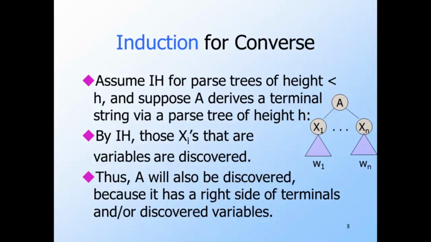The parse tree for A of height h, which must be, of course, equal to or greater than 2, has children of the root labeled x1 through xn. Any one of these xi's that is a variable is the root of a subtree of height at most h-1, and therefore it is discovered. Moreover, one of these variables is discovered last. At the round where the last of the variables xi is discovered, we must surely do another round since the set of discovered variables just changed. On the next round, A will be discovered because it has a production, that is, A goes to x1 through xn, whose body consists only of terminals and discovered variables.